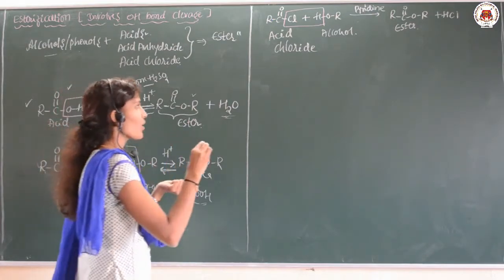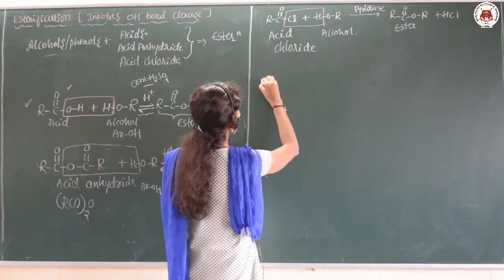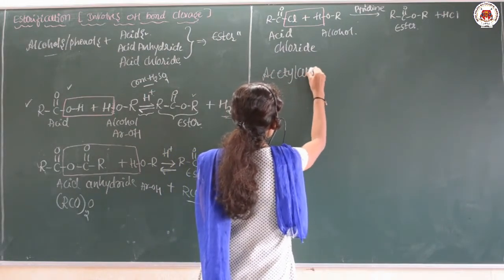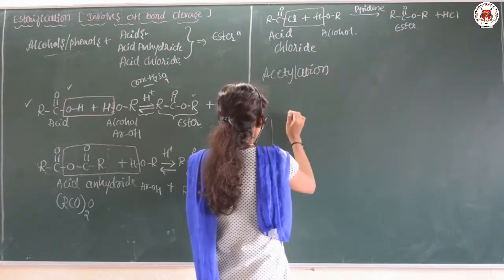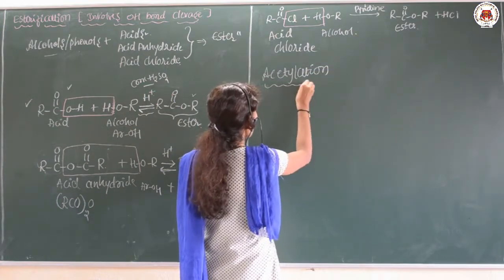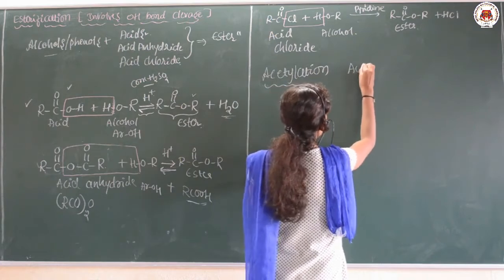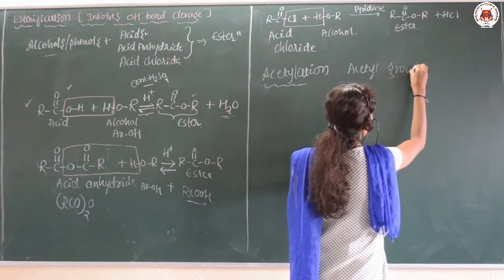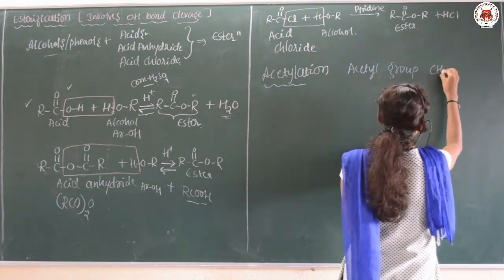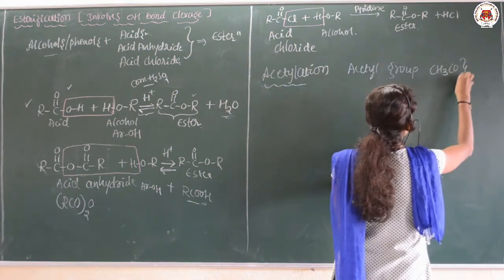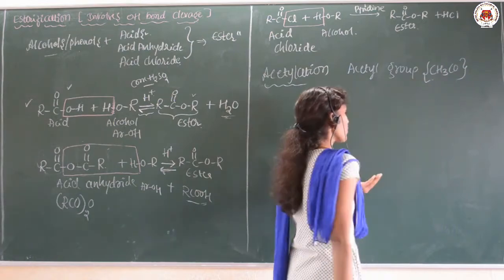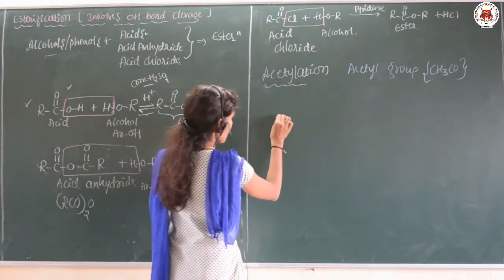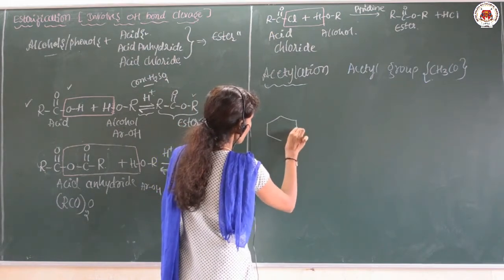Clear? So next, one more thing: acetylation. Acetylation is nothing but the addition of the acetyl group. Acetyl group addition should be taken. The acetyl group, that is the CH3CO group, is added. So particularly, one example we are going to take is salicylic acid.